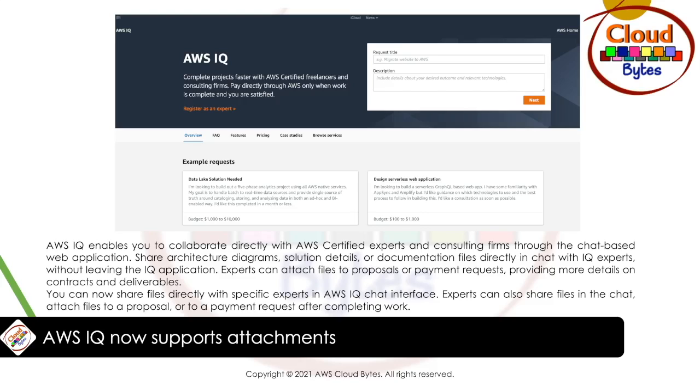Using AWS IQ, you can hire people who are certified freelancers in AWS, in consulting firms that are associated with AWS. So using AWS IQ, you can directly collaborate with AWS certified experts, and you can share any kind of documentation related to your project, solution detail, or any other business documentation that you want to share with the experts. These experts can also attach proposals based on your budget or whatever work you have asked for, and they can also request payments.